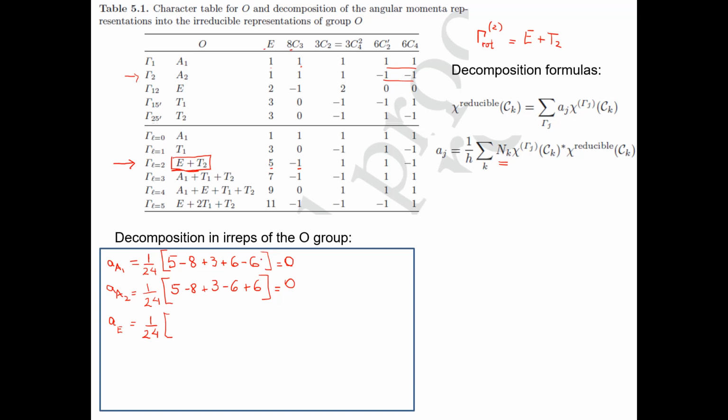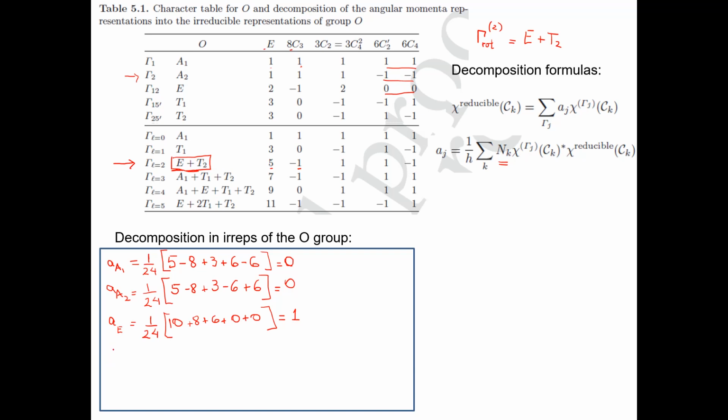Let's see. 5 times 2 is 10. Minus 1 times minus 1 plus 8. 1 times 2 times 3, 6 plus 6. And the other two are 0. Plus 0 plus 0, because these two characters are 0. So this is a non-zero case, so basically this is 1.